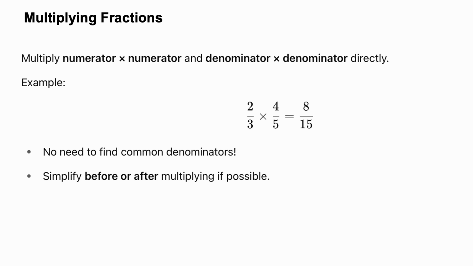Now let us look at multiplying fractions, one of the easiest operations to handle. The rule is very simple: multiply the numerators together and the denominators together. For example, in this example, I multiplied 2 and 4 to get 8 in the numerator and 3 and 5 to get 15 in the denominator. So my answer is 8 by 15. No need to find common denominators. Simplify before or after multiplication if possible. Okay, so it is very straightforward.